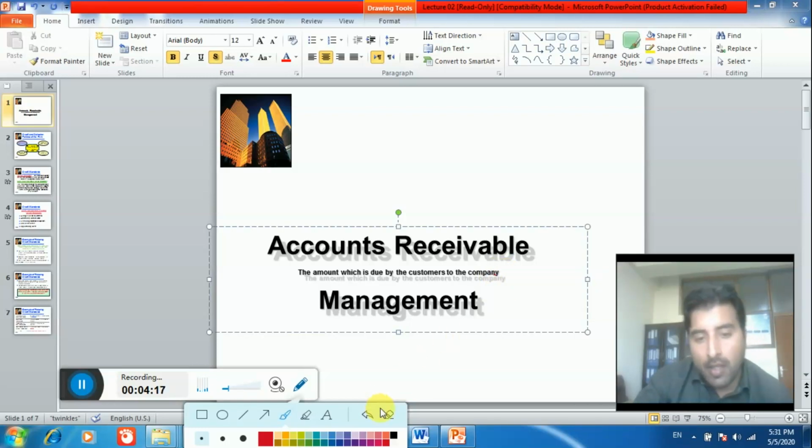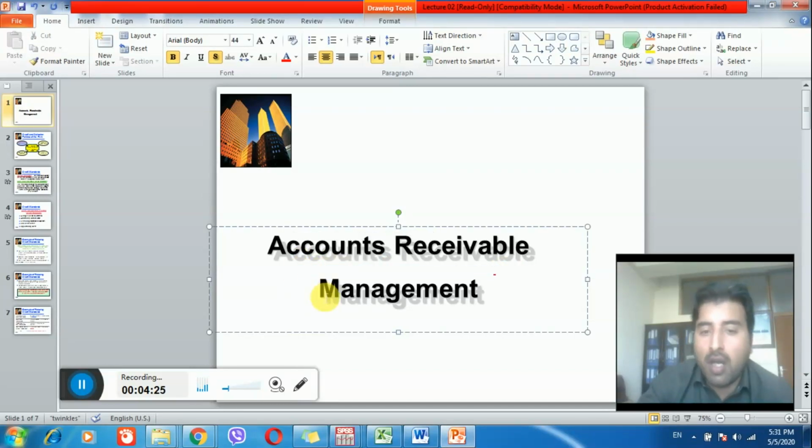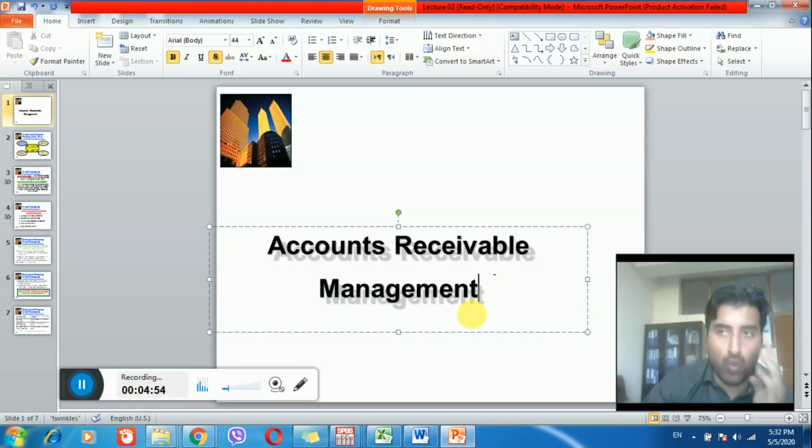Now I'm talking about accounts receivable management. Dear students, keep in mind, when we talk about accounts receivable management, we talk about four things. Let me repeat it. When we talk about accounts receivable management, we talk about four things. Let me tell you one by one. Number one, who is your customer?